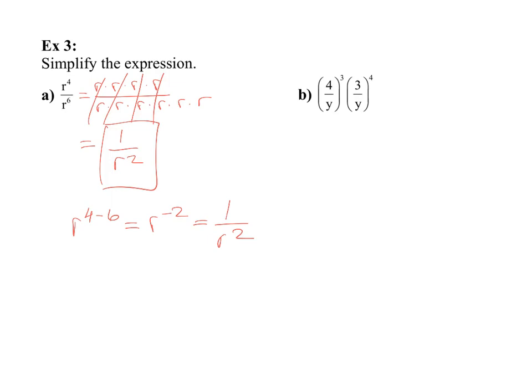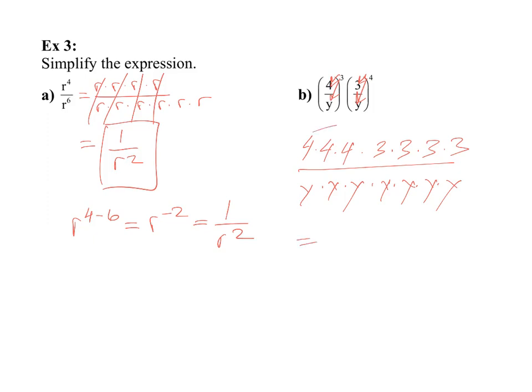Okay, for this problem here, we will apply the exponent to both the numerator and the denominator, and we'll end up with this. 4 times 4 times 4. Then we have times 3 times 3 times 3 times 3. On the bottom we have y times y times y. Then we have y times y times y times y. So if you multiply all these values, we get 5,184 over y to the 7th power.